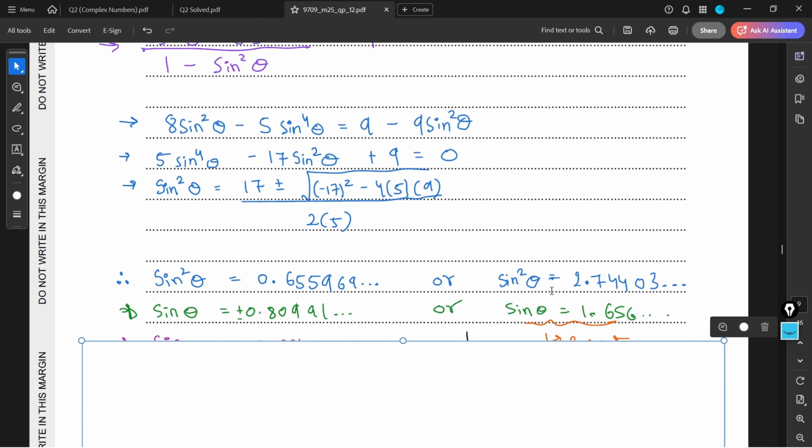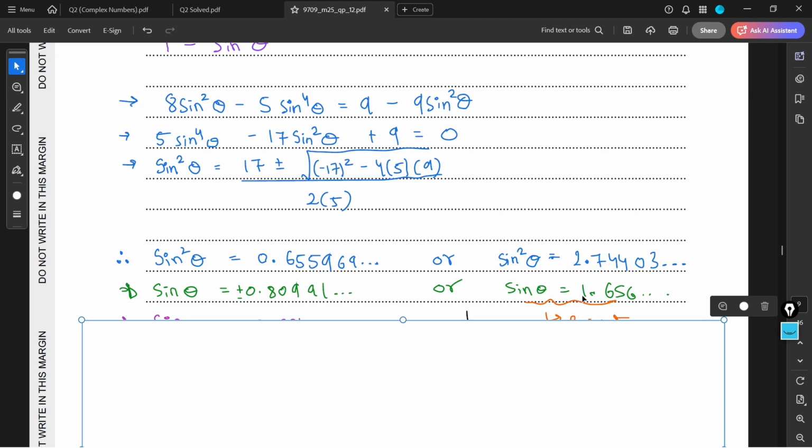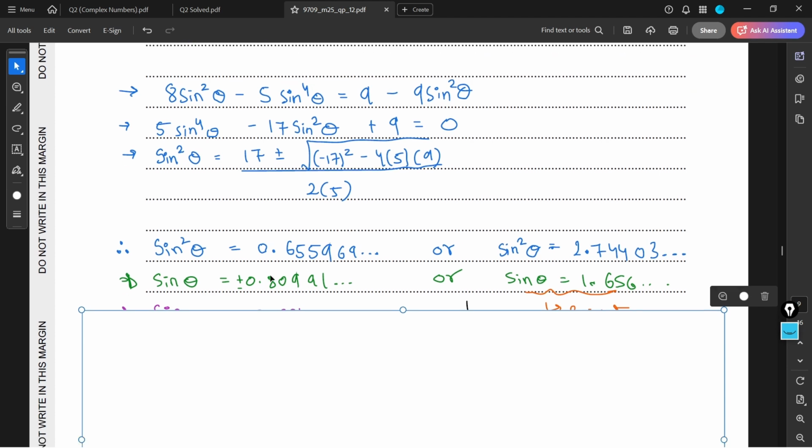And after this, from the right hand side, if we take the square root of this term, we are getting 1.656, which is clearly greater than 1. And that is why we are going to reject the solutions of theta coming from the right hand equation. So we are just left with the equation on the left hand side. That is, the square root of this will be plus minus 0.80991.